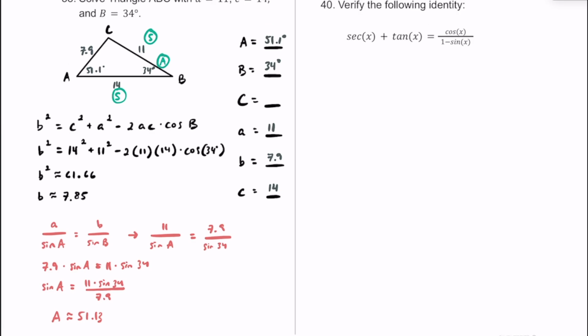Just filling this into our triangle, I'm going to see where we have all our pieces filled in. And then for this last angle measure C, all we have to do is take 180 and take away 34 and take away 51.1. So angle C is 180 minus the 34 degrees minus the 51.1 degrees. We're going to get C is roughly, because we did some rounding earlier, about 94.9 degrees. So that's our angle C. Let's put that right in our triangle here and then move on to number 39.